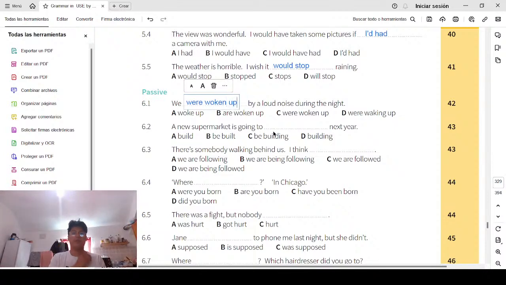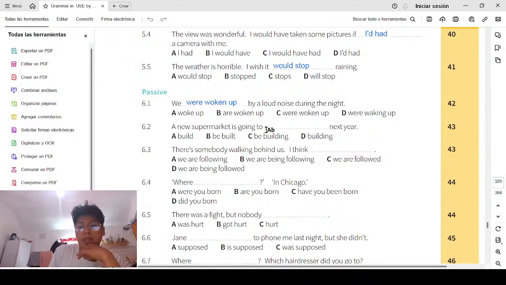We're talking about the passive voice. In this case, the focus is the object. We were woken up by the loud noise at night, right? Remember, the structure for the passive voice is object plus verb to be plus past participle. Not "by a loud noise during the night."